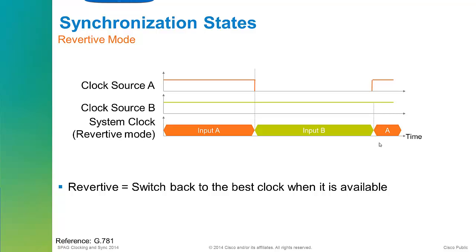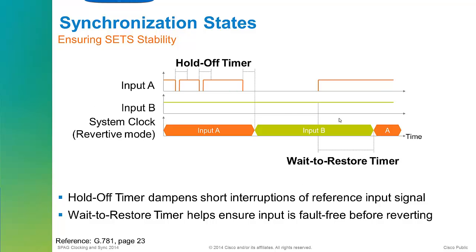Here you can see where we have clock source A and clock source B. Here where we have clock source A, we go to clock source B, and then when clock source A comes back, because we have configured revertive mode, we actually no longer use the B source. We revert back to using our primary source A when it becomes available. Switch back to the best clock, or more accurate to say, to the primary clock we've defined when it is available.